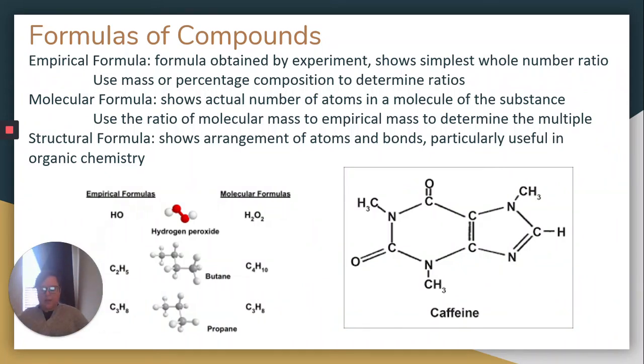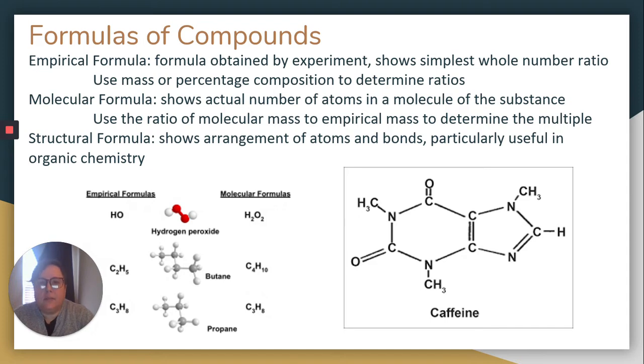Okay, so today we're going to look at formulas of compounds, and there are three different types of formulas that a question could be talking about. The first one is empirical. An empirical formula is obtained by an experiment. It shows the smallest whole number ratio, and we do that mathematically with the data. We take our grams, we turn them into moles, we divide by the smallest, and that determines the ratio.